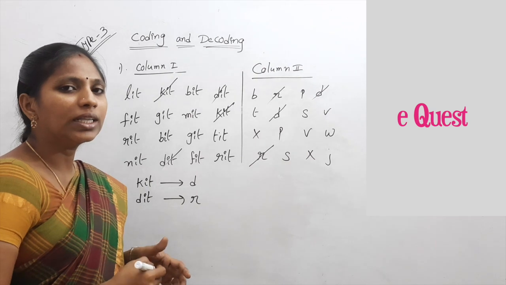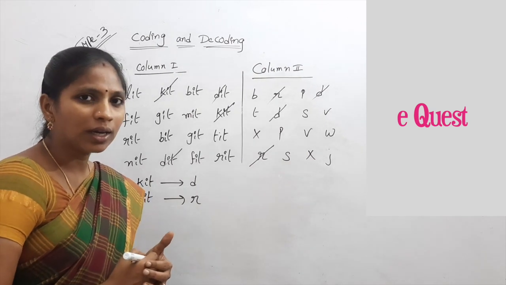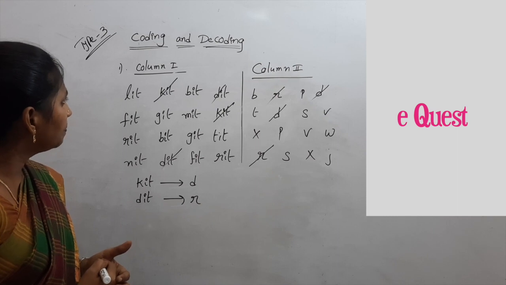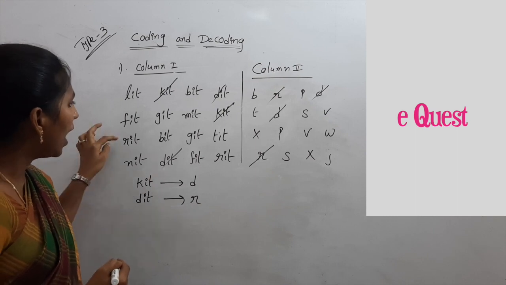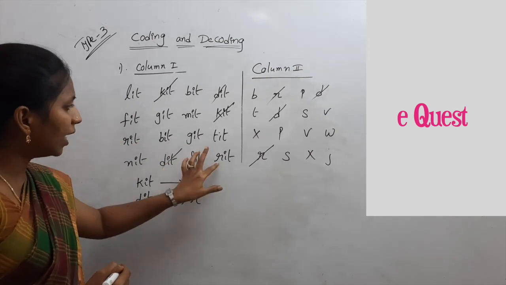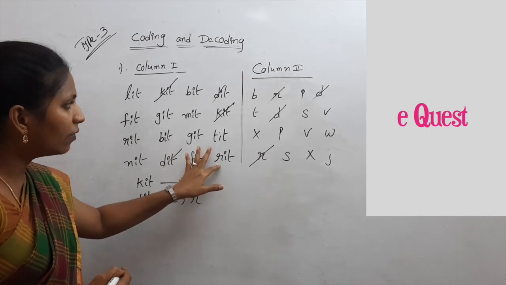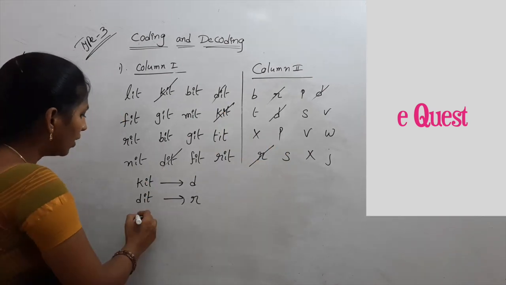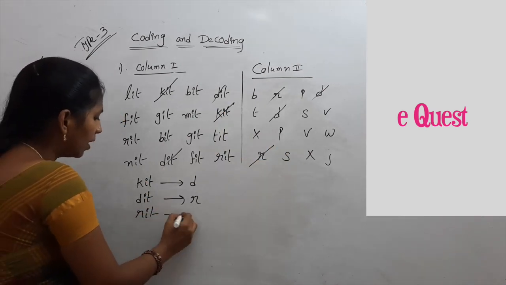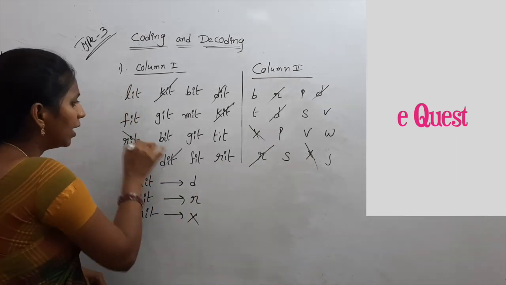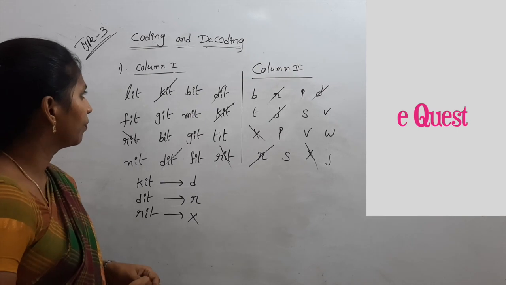Again find another word which is common in 2 or more lines. Observe here. Rit is common in the third line and fourth line. Rit, again here there is rit. And which is common in these two lines? X is common. So for rit, what is the code? X. X, X. And here rit, rit.